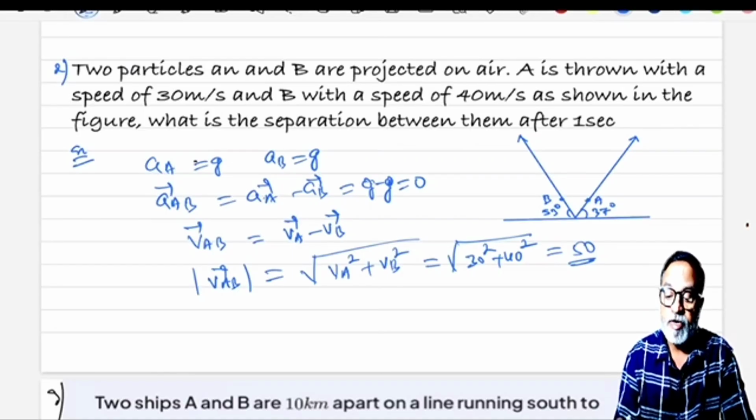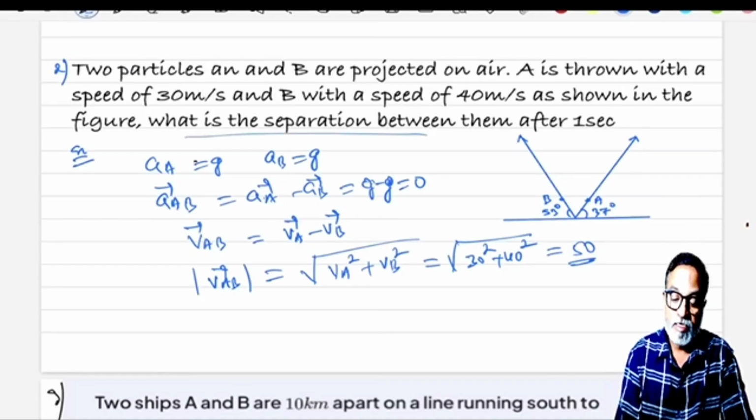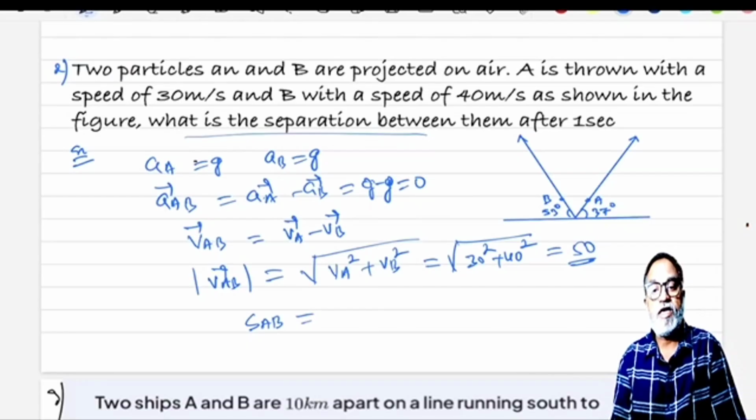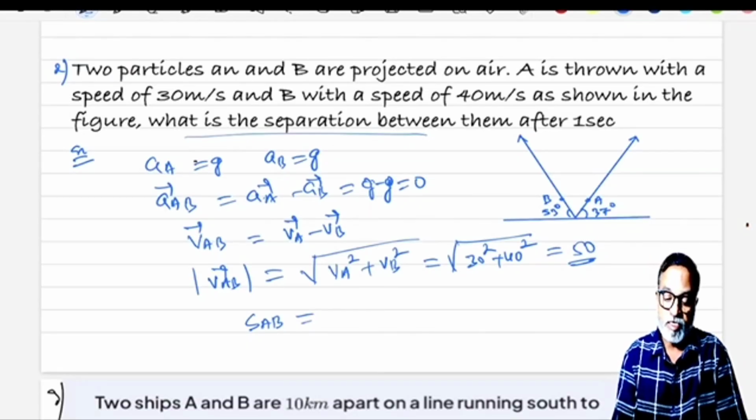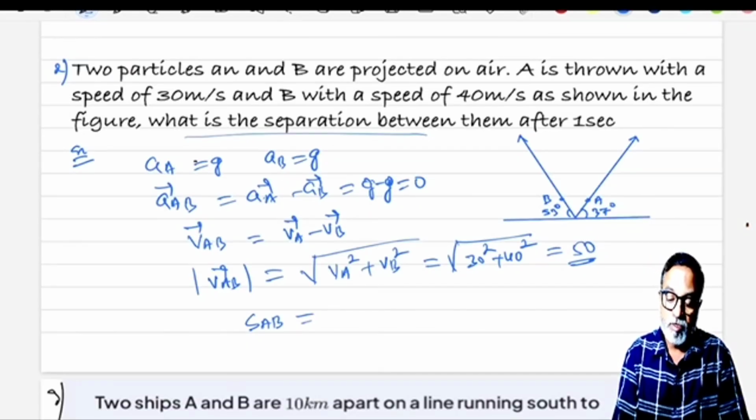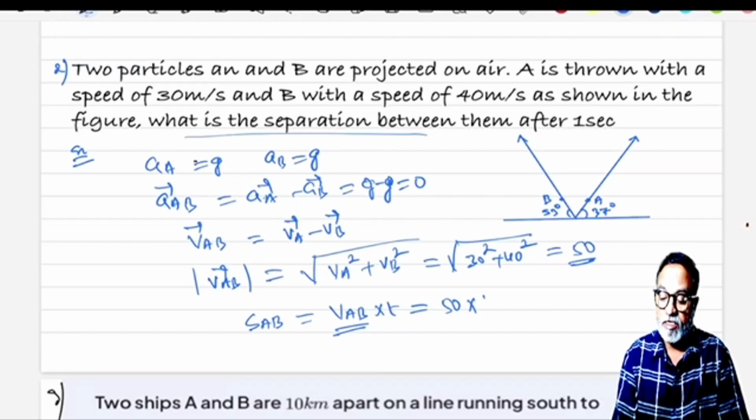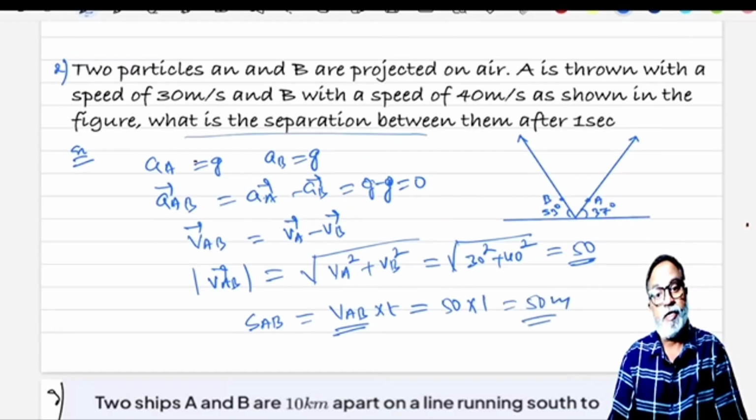But we have to find the separation between them after 1 second. Separation means relative separation, the displacement of A with respect to B. Here it is a constant velocity, therefore distance is equal to velocity into time. Therefore, velocity of A with respect to B into time. Velocity of A with respect to B is 50 and the time is given as 1 second. This becomes 50 meters.